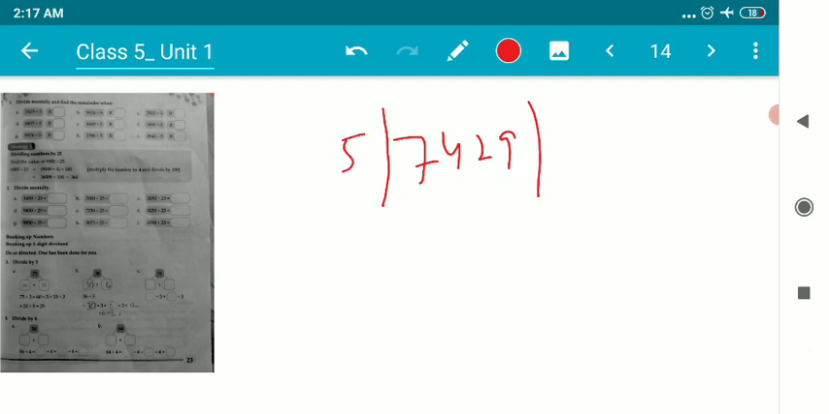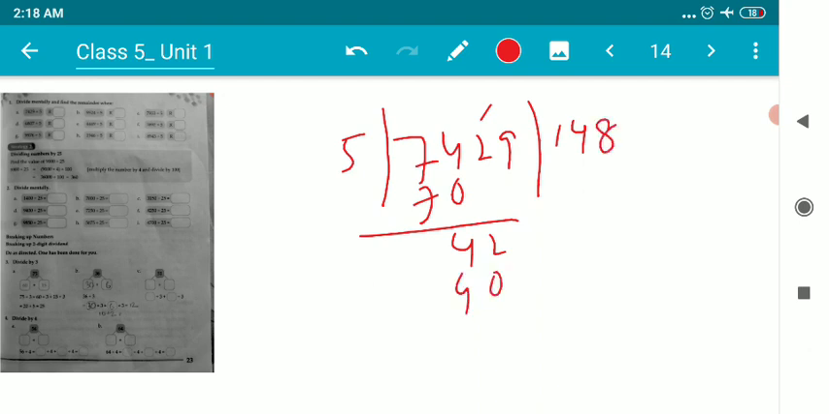I'm going to take 5 15s are 75. So 75 will be bigger than 74, so I'll take 14. 5 14s are 70. Let us subtract. It will be 4. So naturally 4 is lesser than the divisor 5. So I have to bring down this 2 over here. 5 8s are 40. So I'll get 2 over here. 2 is of course lesser than the divisor 5, so I'll bring down 9 over here.